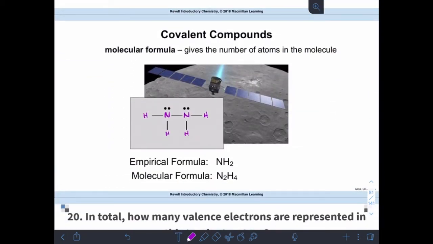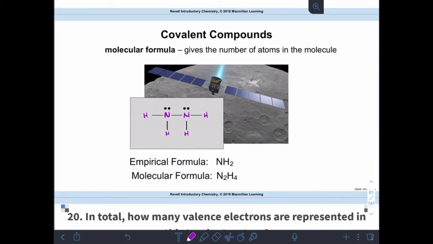All right, so now we're getting into a new class of compound. So we've been talking all of these previous slides about ionic compounds entirely. Remembering, ionic compounds have a metal in their formula. Covalent compounds, or molecular compounds, are all nonmetals.